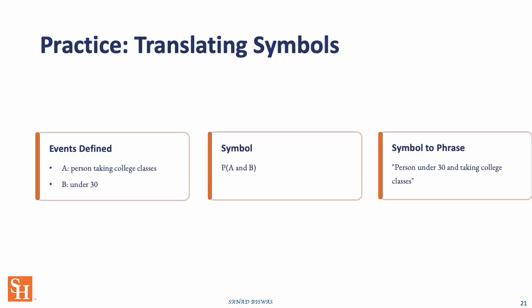Throughout this lecture so far, we have used many symbols, and I want to discuss them further so that the symbols become very clear to all of us. Suppose we have two events A and B. Event A indicates the person is taking college classes, and B indicates he is under age 30. Then what does the probability of A and B indicate? It indicates that the person is under age 30 and is also taking college classes, right?